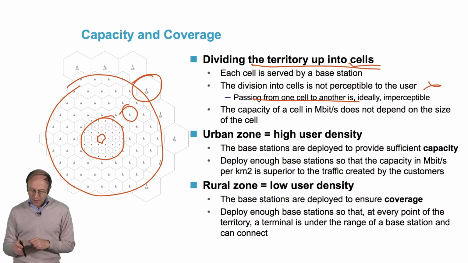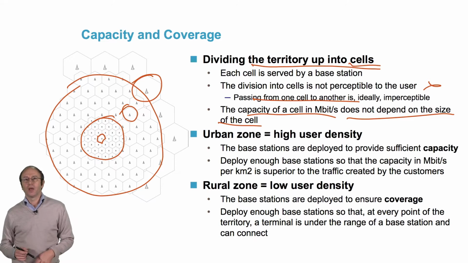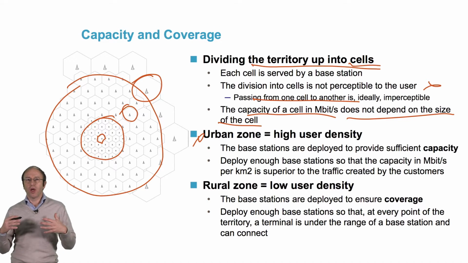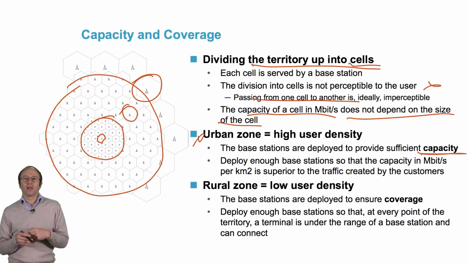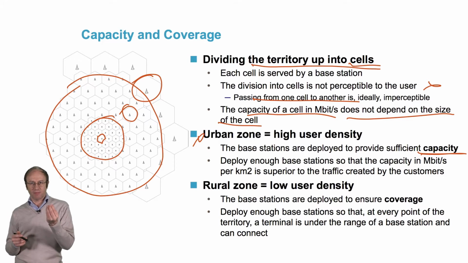What we could show with a small mathematical model is that the capacity of a cell, that is the number of megabits per second that one can transmit by cell, does not depend on the size of the cell. In the urban area, there is a high density of users. In this case, the base stations are deployed much more densely because there's a problem of capacity. The operator should deploy enough base stations so that the capacity in megabits per second per square kilometer is superior to the traffic created by the customers.